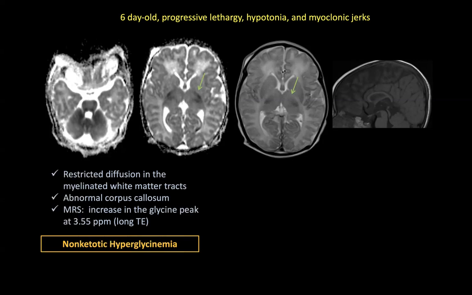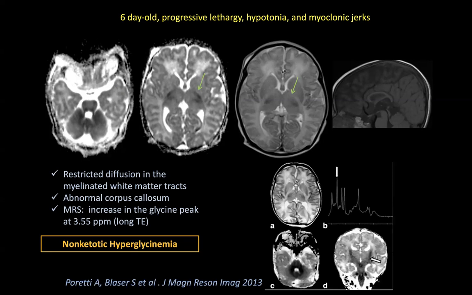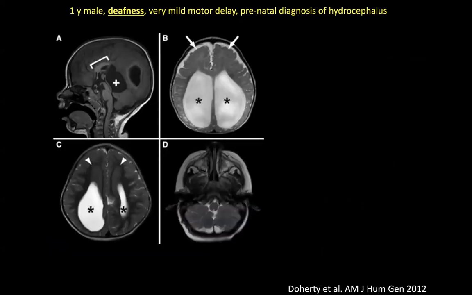This is non-ketotic hyperglycinemia. And again, this is the paper by Poretti and Blaser that is very typical, very critical for you, and shows this very typical involvement of the corticospinal tract with this glycine peak at 3.55 at long TE, because otherwise you can have an overlap with myoinositol that can be a pitfall. So remember, corticospinal tract involvement, this MR spectroscopy pattern, and abnormal corpus callosum in a neonate screams non-ketotic hyperglycinemia.